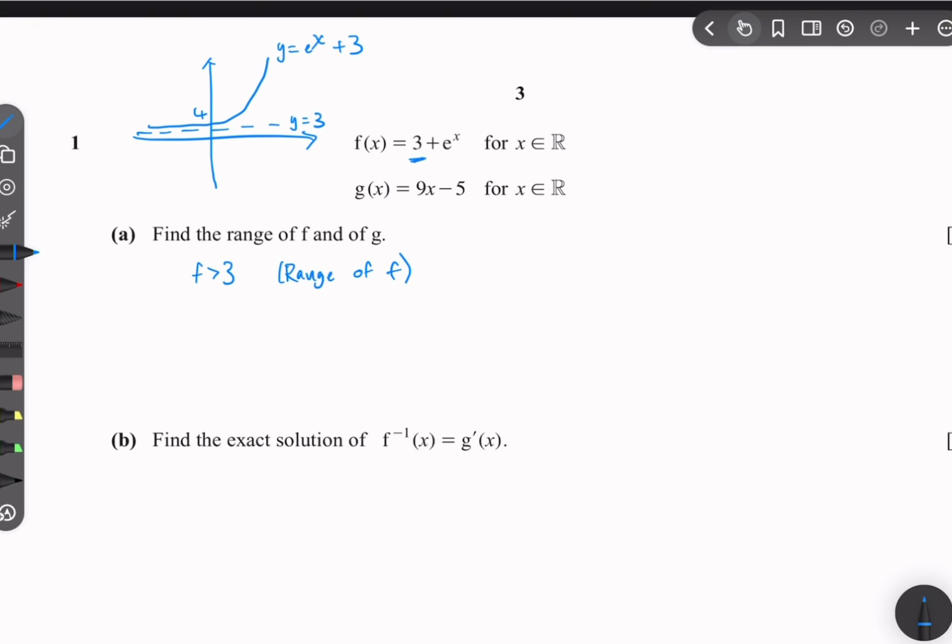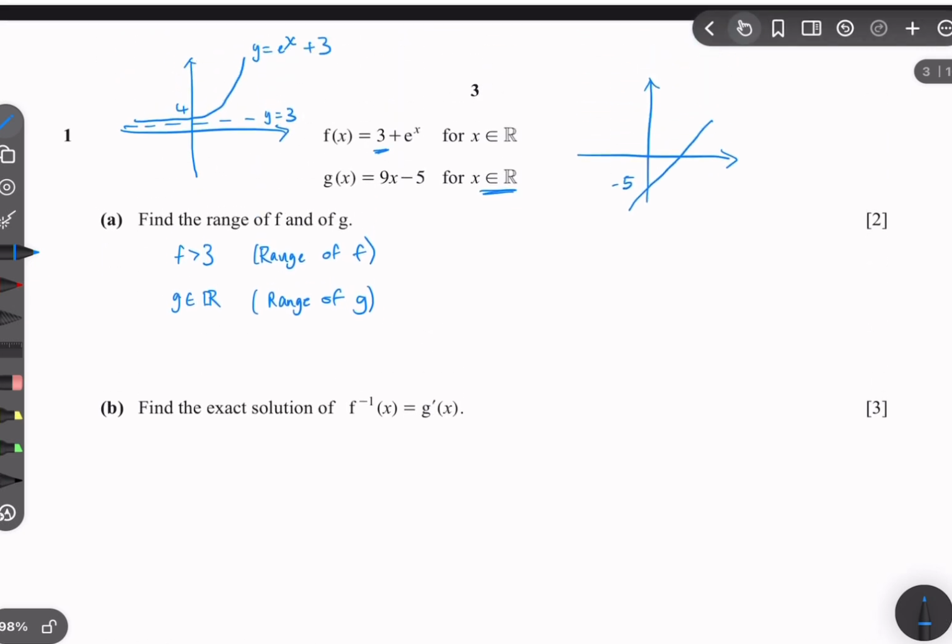Now for g, we know that it's a straight line crossing minus 5, which is the y-intercept. The range for this is that g is any real value, because the domain is x is any real value, so the y values can be any real value as well. So we can just write g is an element of any real value. Then this is the range of g.